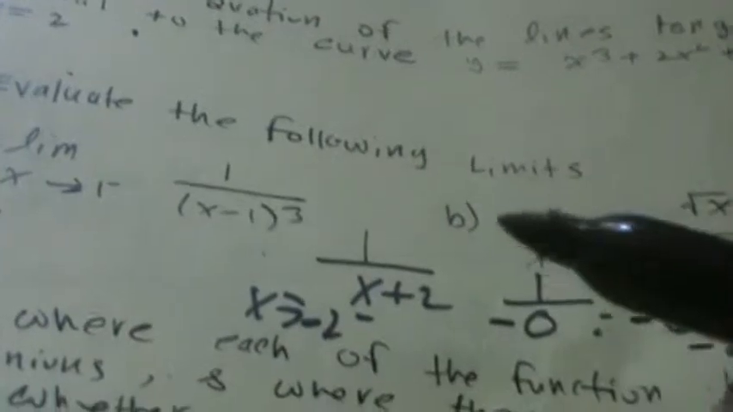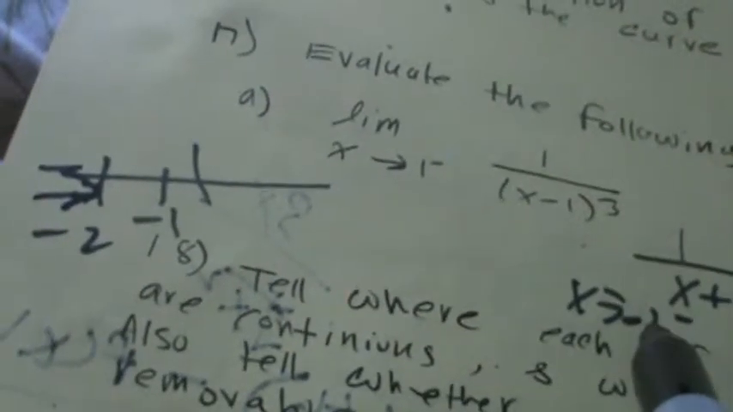The way you decide whether it's positive or negative is by plugging in a number that is slightly greater than the limit, in this case -2, or slightly less than, depending on whether it's coming from the right or coming from the left. And a number line, as you can see, always helps. Draw the number line and you get a better understanding.